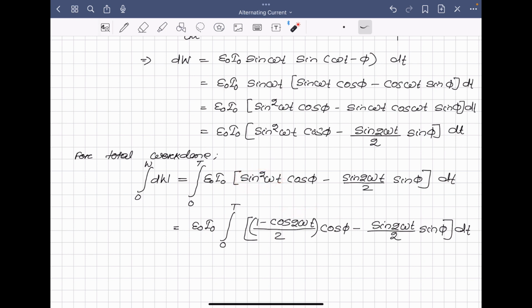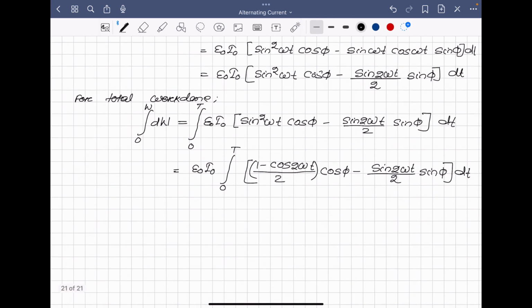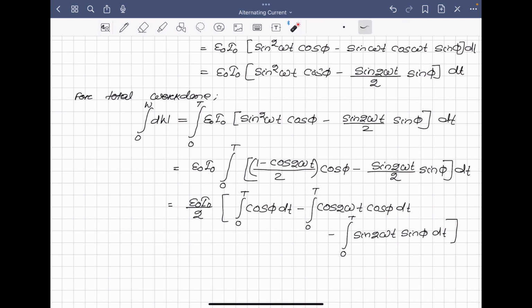As you know, 1 minus cos 2 theta is 2 sin square theta. Then see here what I did. We take 1 by 2 outside, so this becomes E naught I naught by 2 times the integral of: 1 into cos phi dt, then cos 2 omega t cos phi dt, and the third term sin 2 omega t sin phi dt.